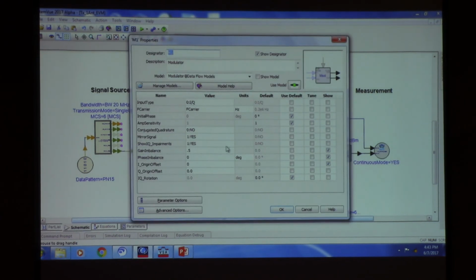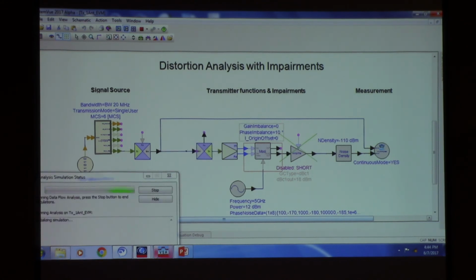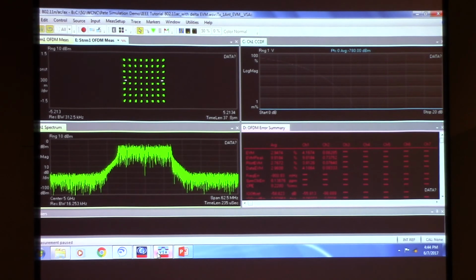Likewise, let's drop this back down to 0 so that we can isolate this error. And let's say we had 10 degrees of phase imbalance, which again is probably pretty extreme. It's probably going to destroy our constellation, but let's check it out and see if that's actually the case.